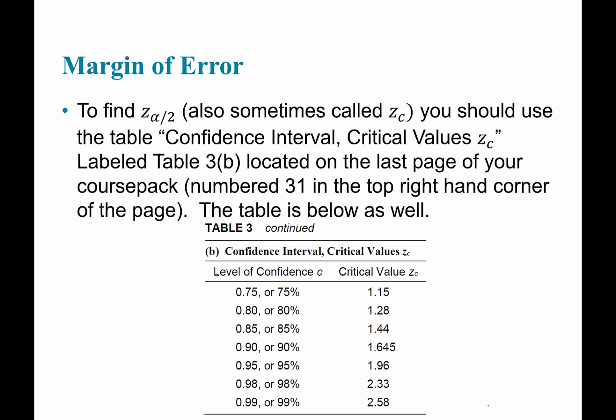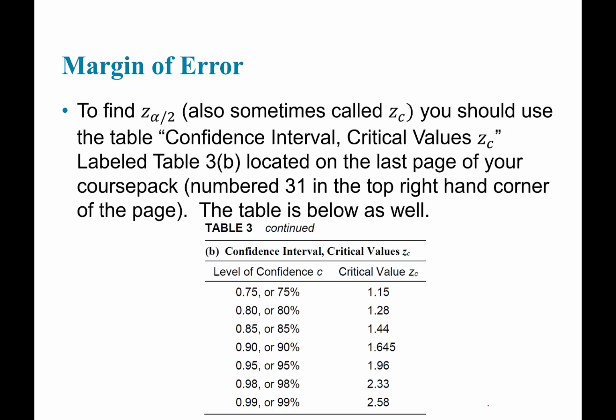And so to help you identify it quickly, it has a 31 on the top right hand corner as the page number, even though it's not page 31 in your course pack. That just comes from where I pulled this table from. So this table is on the very last page of your course pack, and it's going to be table 3, part B. And so I've also put this table here for a quick reference for you as well.